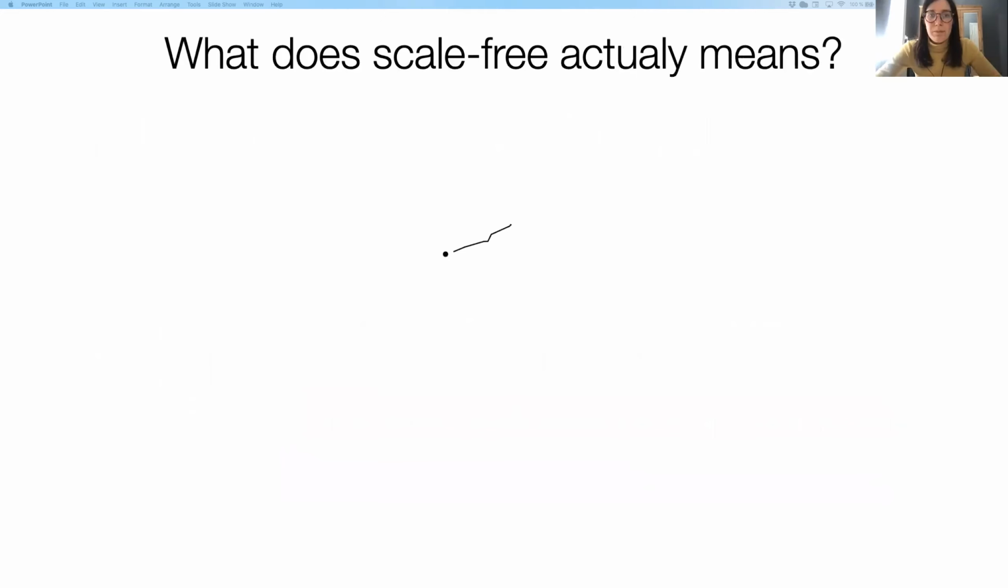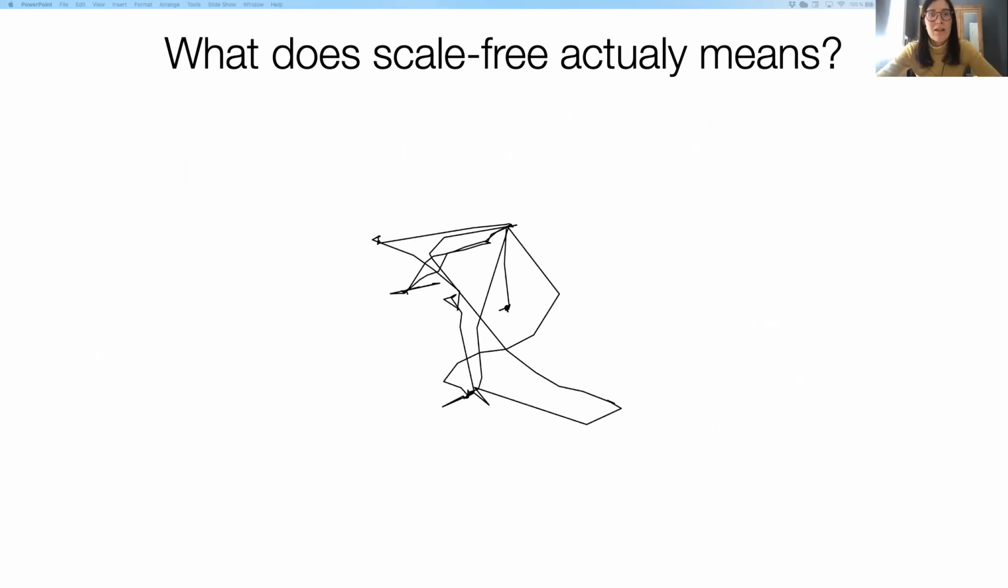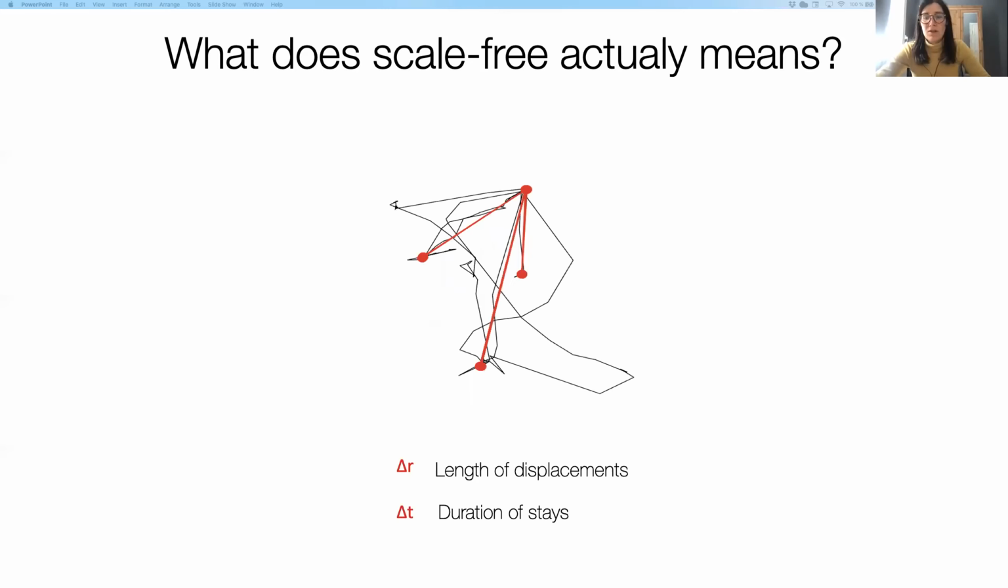I would like to go a little bit more into details of what it means. When we study human mobility, we take empirical traces that look more or less like what you're seeing appearing on the screen. Then we want to extract some properties from these traces. What we extract is what we would call stops and moves, right? From a trace, we extract the stops, every time a person stopped somewhere, and then we extract the displacements to another location. We extract the length of the displacements and the duration of the stays. These are important properties of a human trajectory.